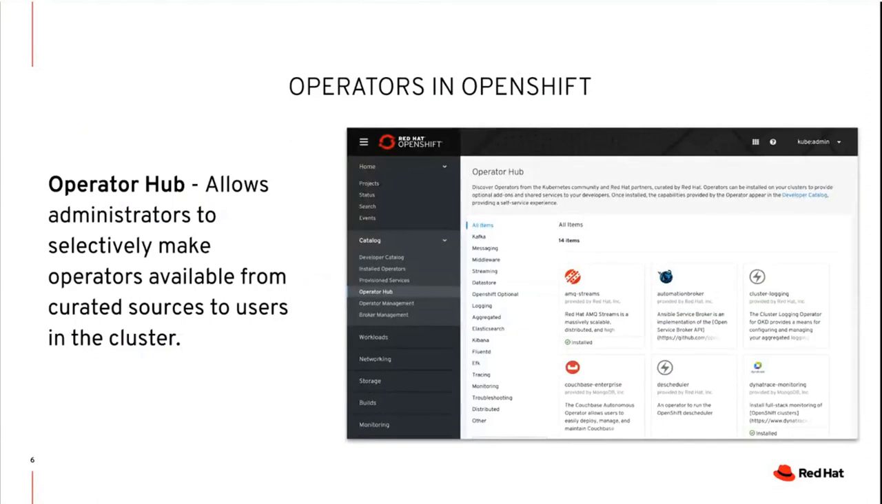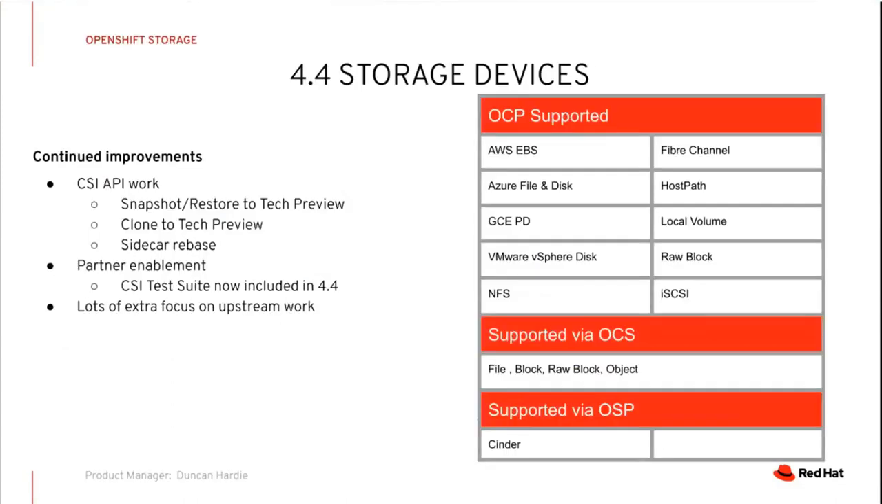And what does it mean to get a certified operator? Well, that means Red Hat will fully support it. You know that we've tested it. And also it will appear on what we sometimes call our embedded operator hub that you get with OpenShift itself. So I'll stop going on about CSI now and move on.